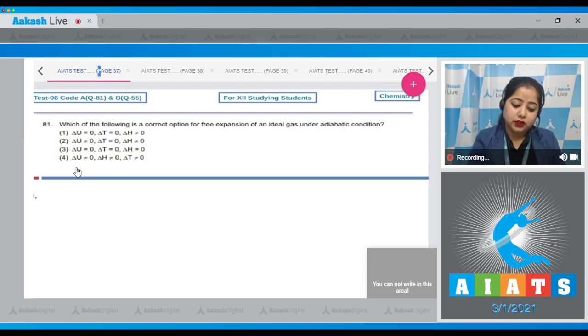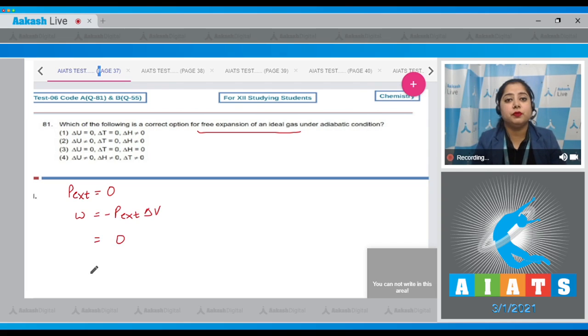Question number 81. Let's read the question. Which of the following is a correct option for free expansion of an ideal gas under adiabatic conditions? Student, here it is given that free expansion of an ideal gas. And as we all know that for free expansion, pressure external is equal to 0. And we know that W is equal to minus P external delta V. Since P external is 0, that means work done will be 0.